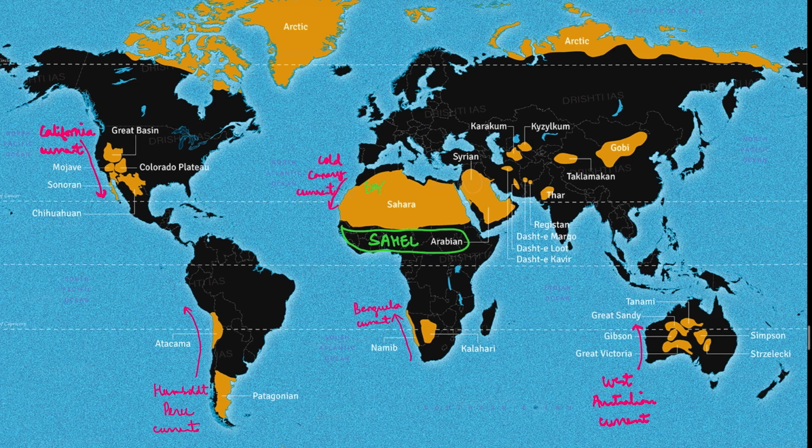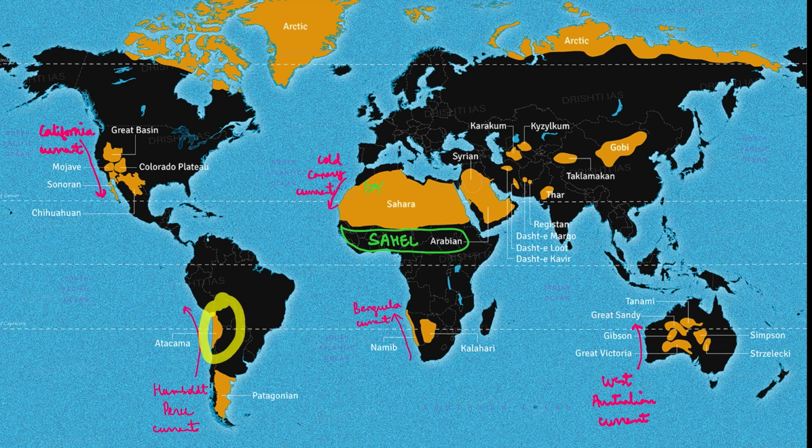And moving to South America. In South America, the most famous desert is the Atacama Desert. This is formed because of the Humboldt or Peru currents. Another desert in the southeastern part is the Patagonian Desert.